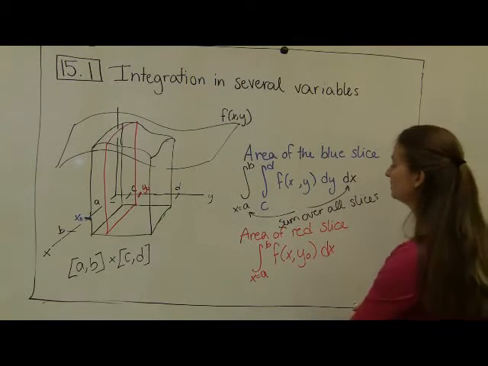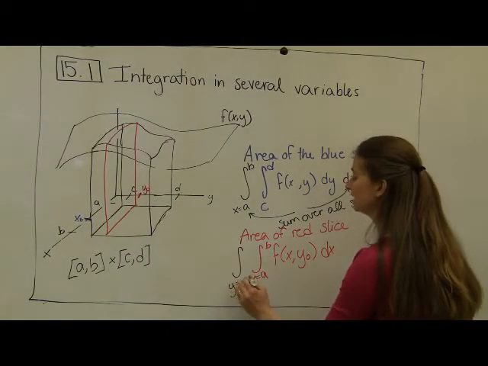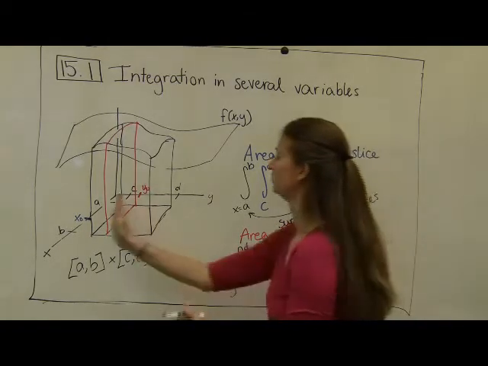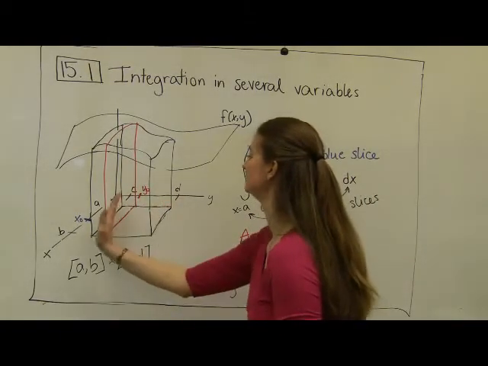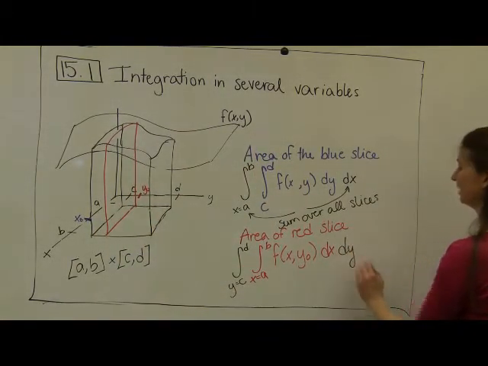But then I want to sum over all of the slices. And so I'm going to sum in the y direction as my slices go through every single slice of bread, as I go from y equals c all the way to where y equals d, dy.